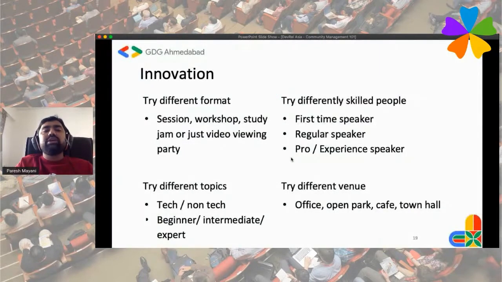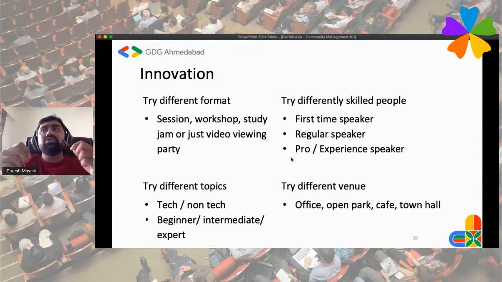Now let's talk about innovation. As I said, while managing the community, it's all about trying out different things, right? Session, workshop, you cannot always have a 45-minute session. Rather, have a hands-on workshop, a study jam, or just a video viewing party, right? Like DevRel Asia is doing, and some of our community members are watching videos over YouTube, right? So have just a video watching party.